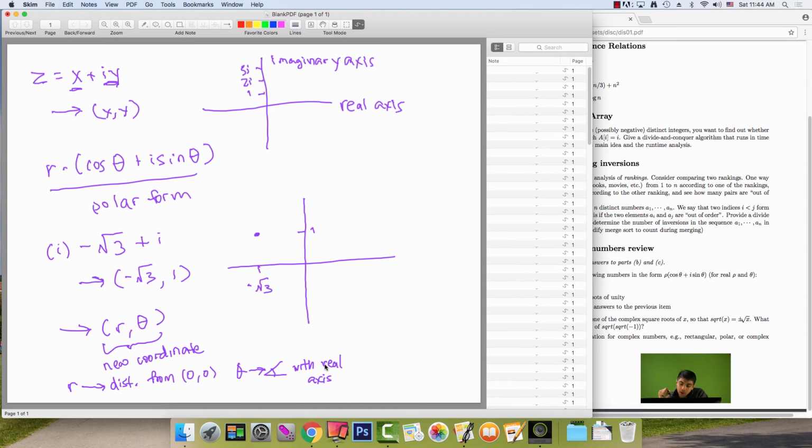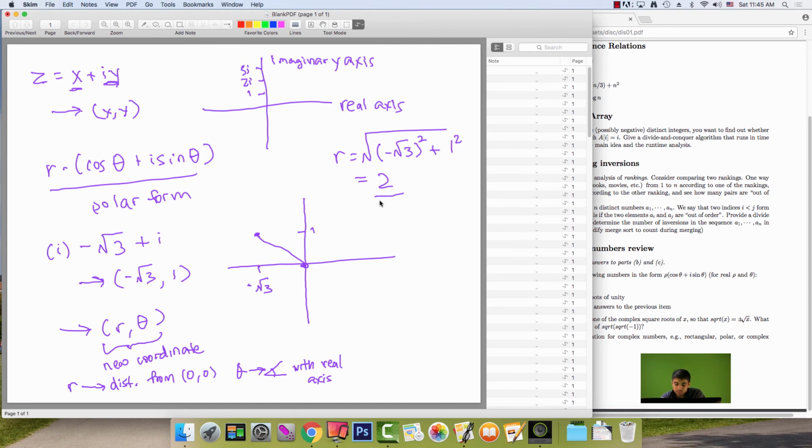All right, so how do we figure this out for this point that we have? We want to figure out how far this point is from 0, 0, and we can do that using the standard distance formula. So we get that r is equal to the square root of negative square root of 3 squared plus 1 squared. And so this gives us r equals 2.